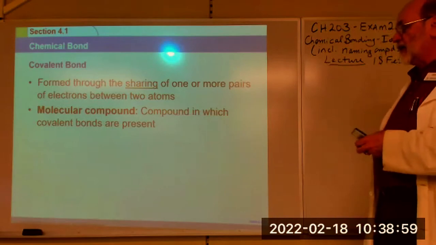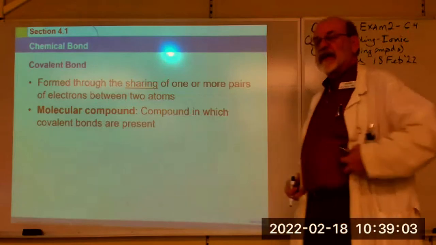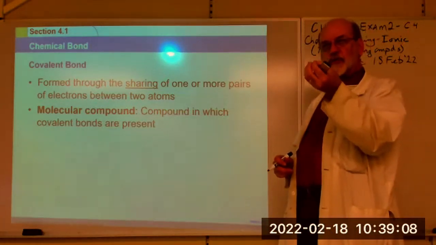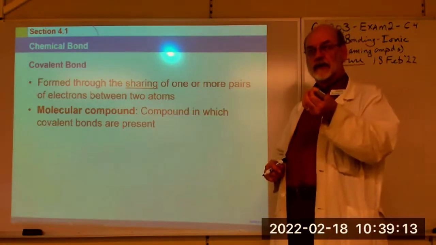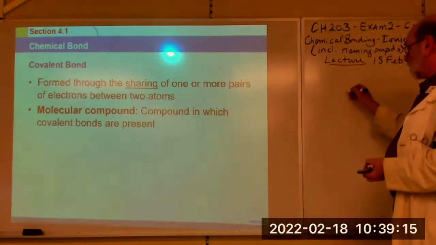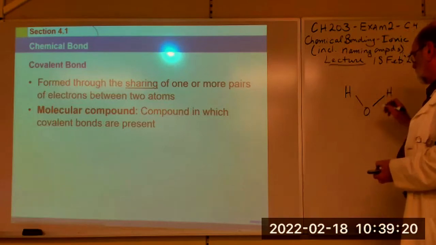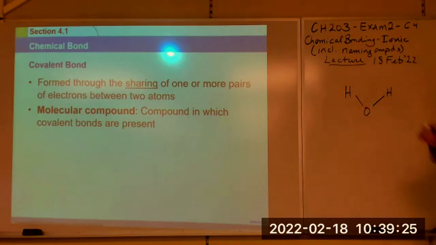And those types of compounds are called molecular. The reason being that they tend to form groups of atoms that function as a single unit. Water is a good example. So we get hydrogen together with oxygen. That's a single unit. It behaves as a single unit in all physical encounters. It takes a chemical reaction to break those bonds.